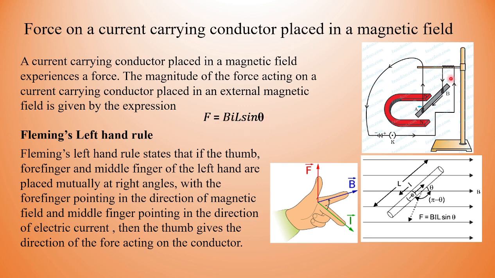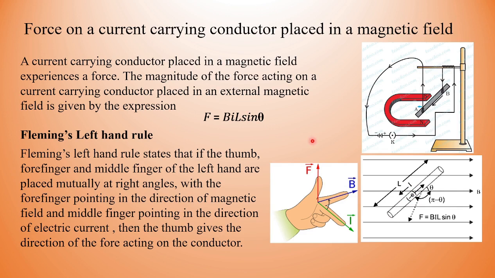Here B is the intensity of the magnetic field, I is the current flowing through the conductor, L is the length of the conductor, and theta is the angle between the direction of the conductor, that is the direction of the current, and the direction of the magnetic field. So this is the magnitude of the force.